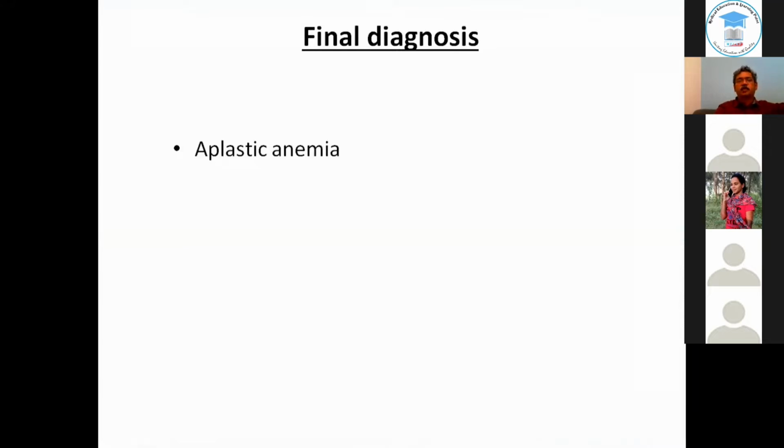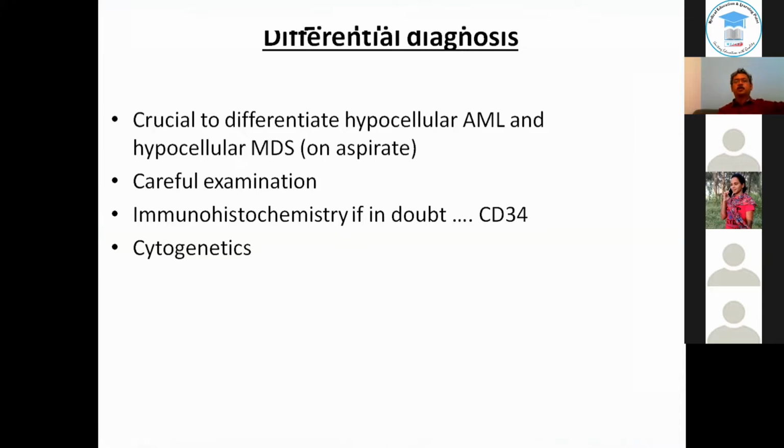In this case particularly it was easy to make, but it is crucial not to jump to the diagnosis of aplastic anemia in every case where you see fat and very few hematopoietic cells. That's because you have to differentiate aplastic from hypocellular AML and from hypocellular MDS, because both of these are malignant or pre-malignant diseases and have entirely different connotations from the point of view of treatment and prognosis. Both of these diagnoses are made essentially on aspirate and require careful examination. If there's any doubt, you might want to do a CD34 on the trephine biopsy to pick up blasts.